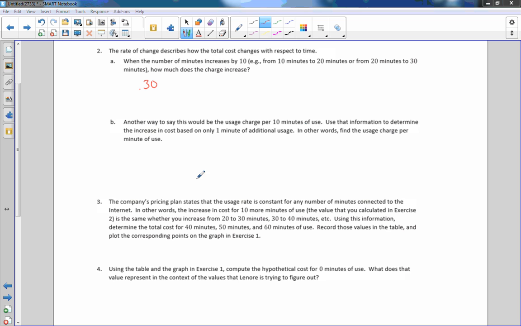Okay, so if I am using 30 cents for every 10 minutes, and I divide by 10, then that is going to move the decimal one place to the left, and that is going to equal 0.03. So 0.3 divided by 10 is 0.03. So that is going to be 3 cents per minute.